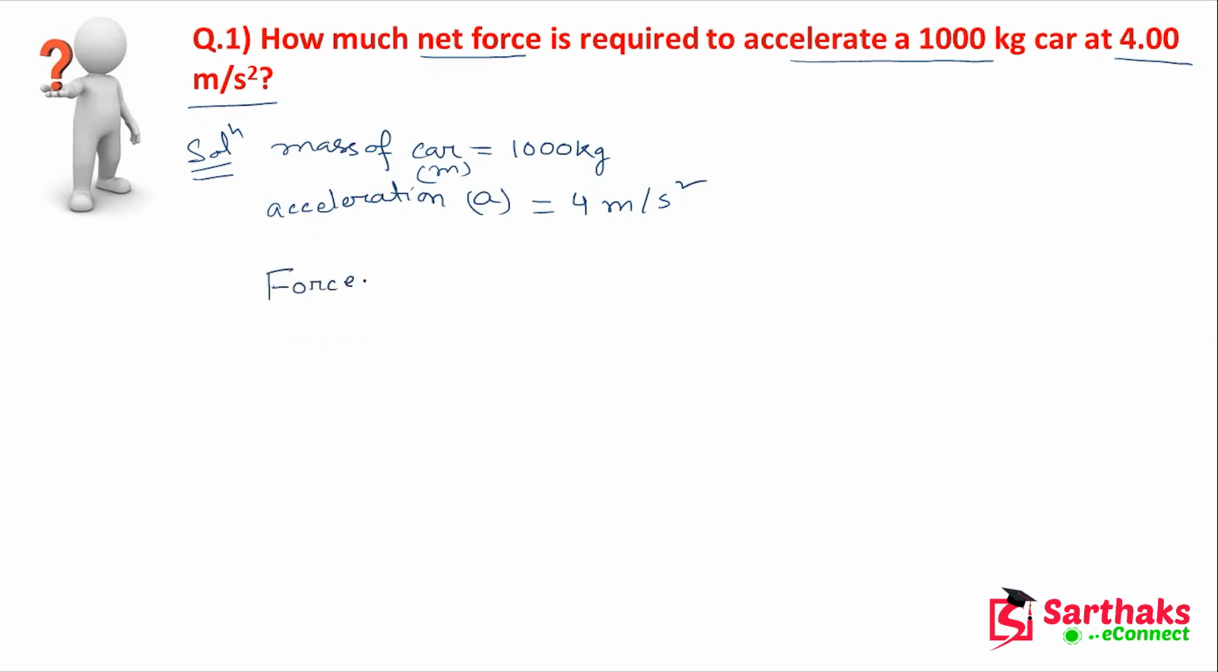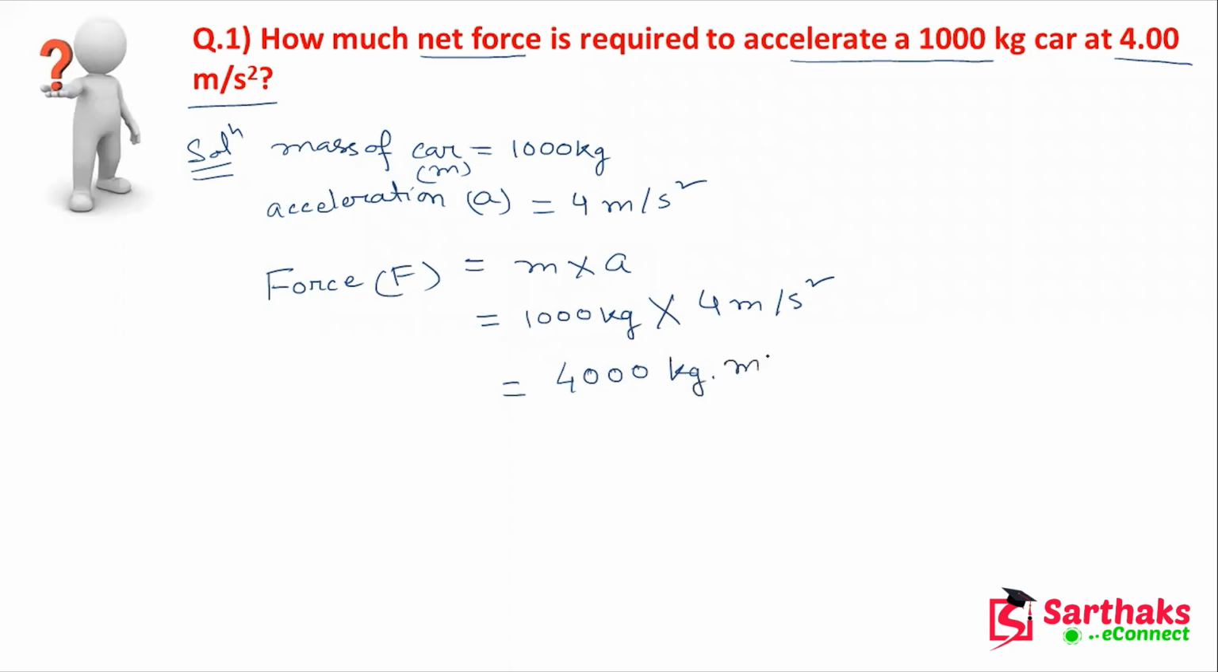Let the force be denoted by F. So force equals M A. The mass of the car is 1000 kg and the acceleration is 4 meter per second square. So it is 4000 kg meter per second square, or I can say 4000 Newton. 4000 Newton is the answer.